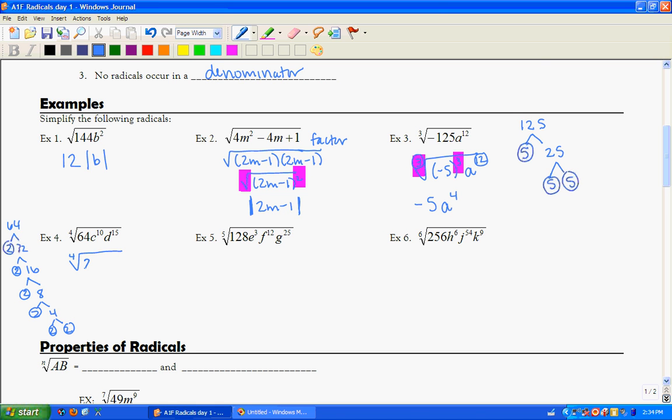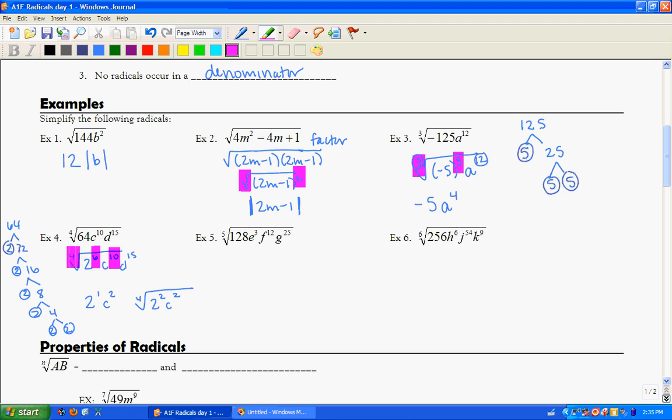So we can rewrite it that way. So 64 is 2 to the 6th. You still have c to the 10th, and then d to the 15th. So again, one way to do this is to ask yourself, how many times does the 4 go into 6? And so the answer is it goes in there once, and you have 2 left over. Then again, you would ask yourself, how many times does the 4 go into 10? And that answer is 2, with again 2 left over.